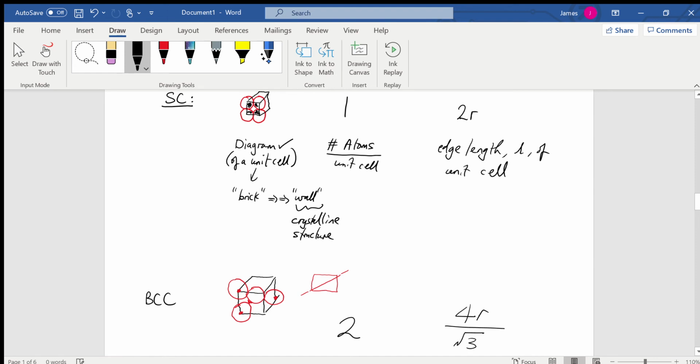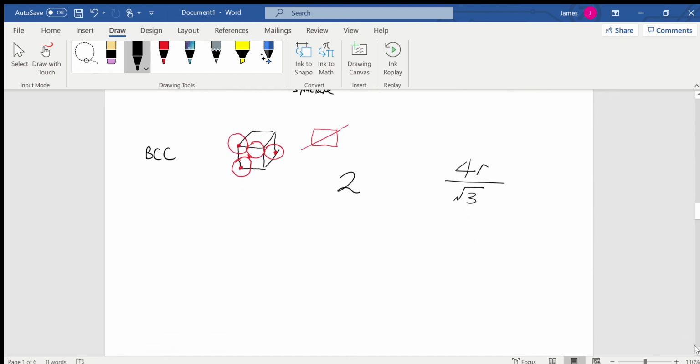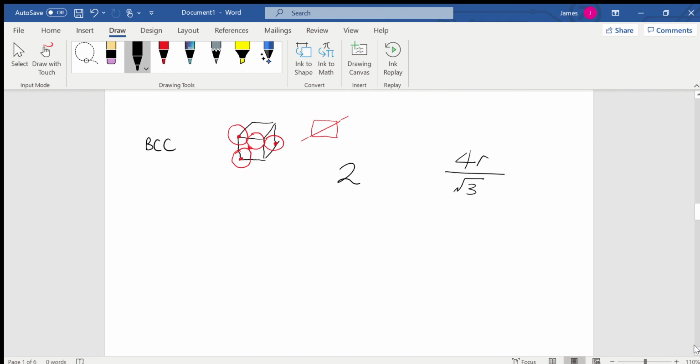You can use geometry to prove this. It tends to be tedious. I tend not to bother showing my students anymore. But you can do it if you're interested. But we have 4 times the radius over root 3. And then finally, the third structure, and then we'll try some calculations, is face-centered cubic.